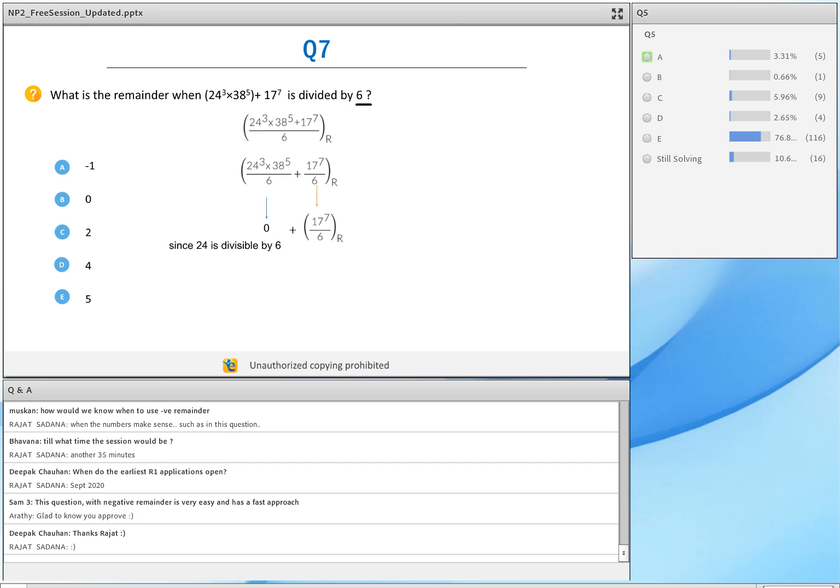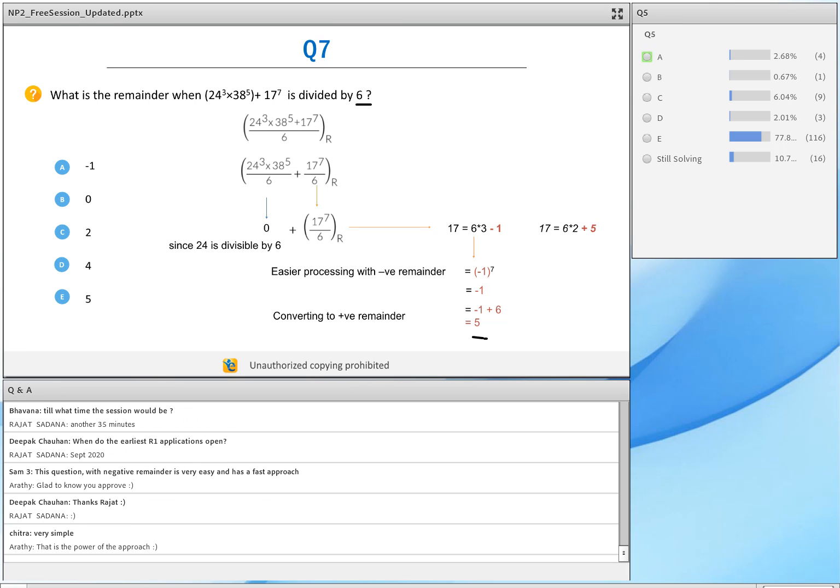There are two ways you can do it. The first way is you express 17 as 18 minus 1. The second is you express 17 as 12 plus 5. But if you do that, 5 to the power 7 again becomes really difficult. You don't want to do that. So what you do is you express this as 18 minus 1. You get the remainder as minus 1 to the power 7. Again, that's a negative remainder. You add 6 back to it. You get the answer as 5.